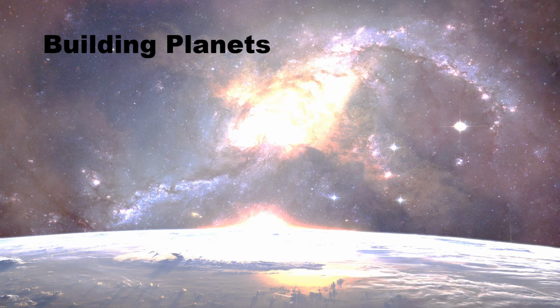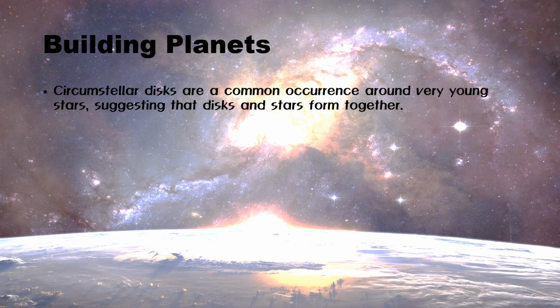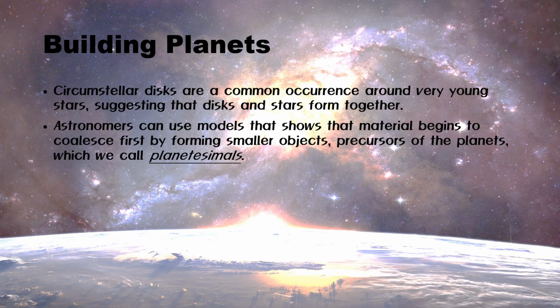So what about the planets themselves? How did they come to be built? So we have a kind of idea. The sun had all this gas, it spun together, had this solar nebula, but where did the planets come from? Good question. Well, circumstellar disks are a common occurrence around very young stars, suggesting that the disk and stars form together. Astronomers can then use different models to show that material begins to coalesce first by forming smaller objects, precursors of the planets, which we refer to as planetesimals.